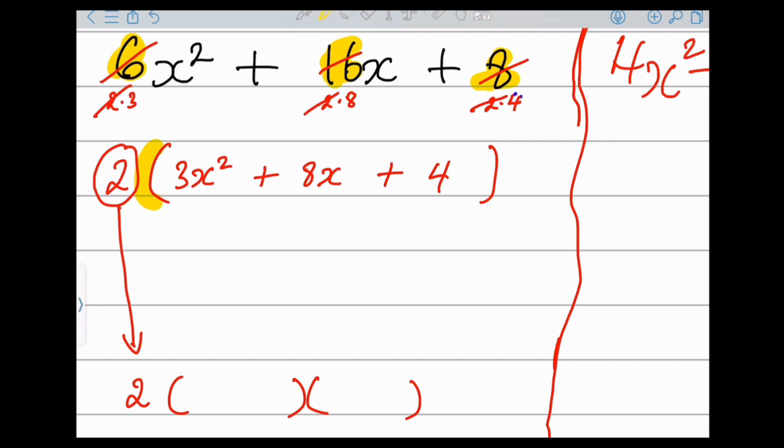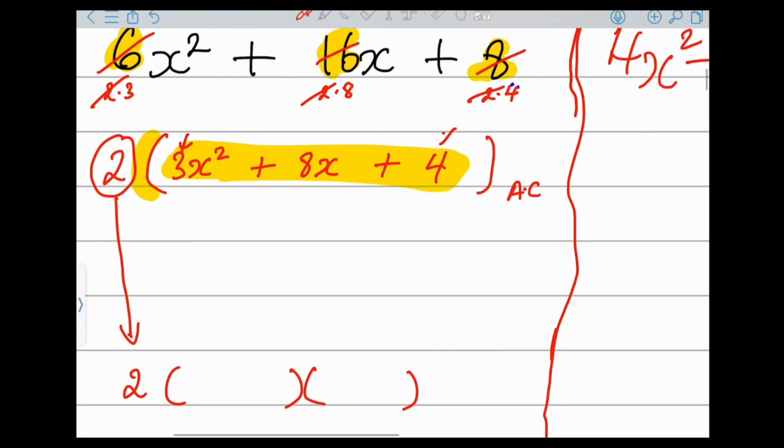And now, check me out. Now you're going to focus your energy on this one. That's the process. Now, this is when you start saying, let's find the AC now. The AC is going to be 3 times 4. What is 3 times 4? 12. Now, find the factors of AC that add up to B. What is your B? 8. So factors of 12 that will add up to 8.